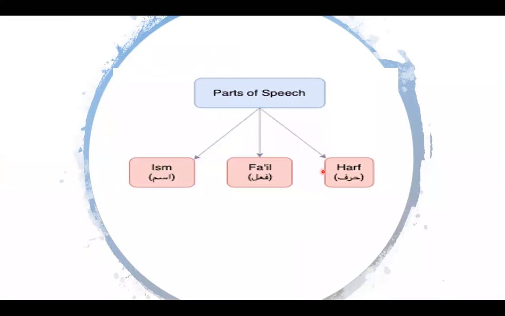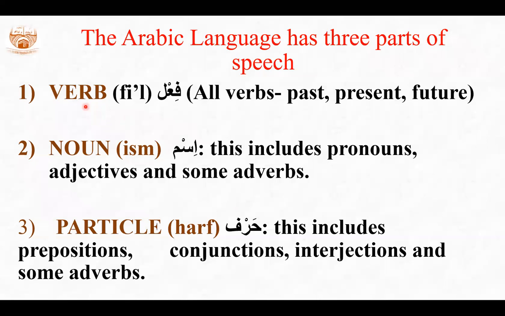In Arabic, all those 8 parts of speech must be fitted into 3 Arabic parts of speech. They are called ism, harf, and fi'l. So ism, harf, and fi'l. Let's look at these further. The Arabic language has 3 parts of speech: fi'l, verb; ism, noun; and harf, particle.